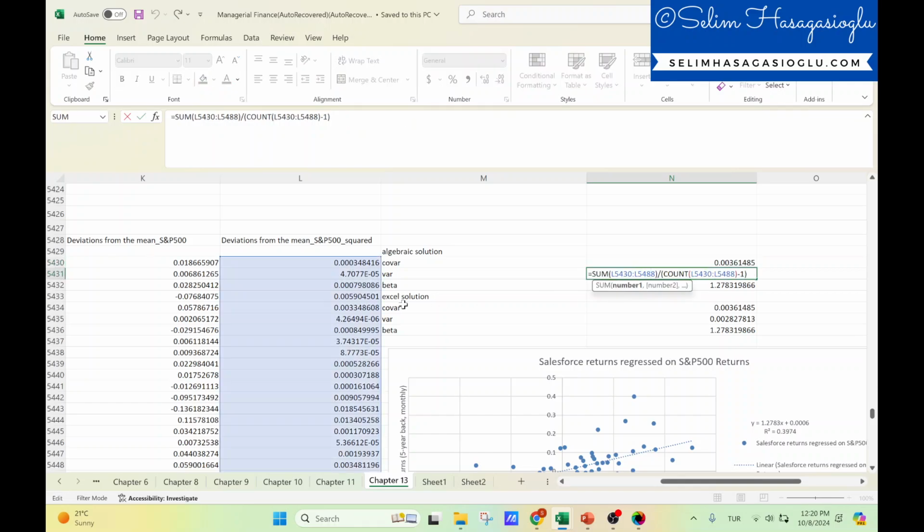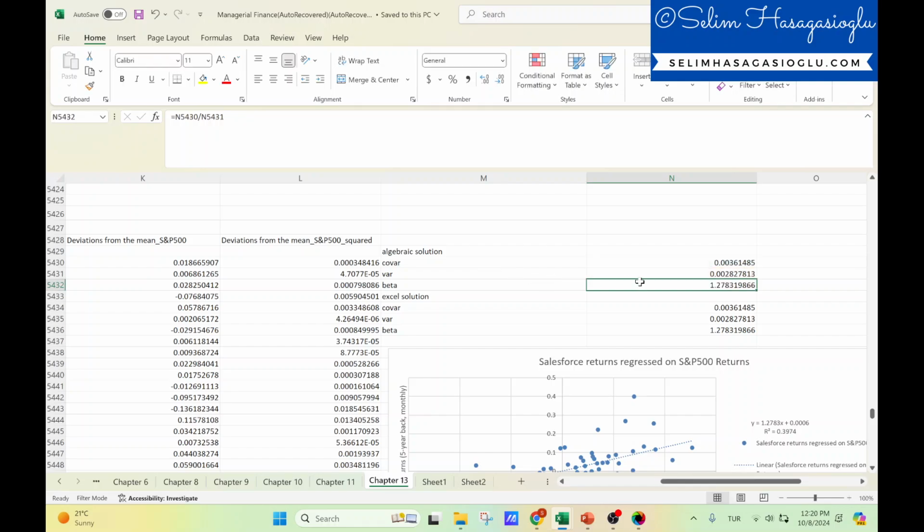And for the variance, remember this is the deviations from the mean for the S&P 500, squared values. We squared all these deviations from the mean numbers. So what we do here is take the average of these squared deviations: we sum these values and divide them by the number of observations minus 1. So this is the variance of the return on the market portfolio, and covariance divided by the variance is the beta value, the levered beta or equity beta of Salesforce.